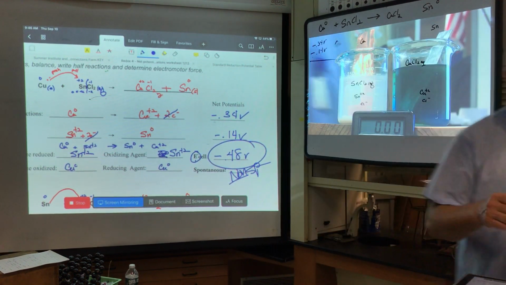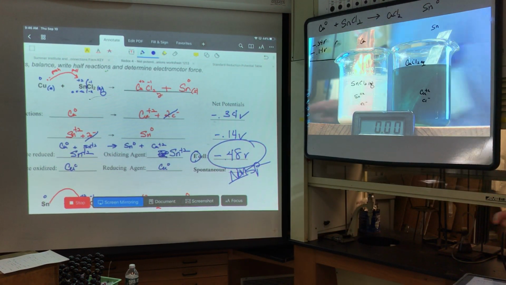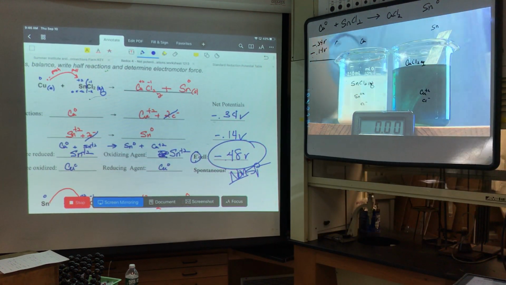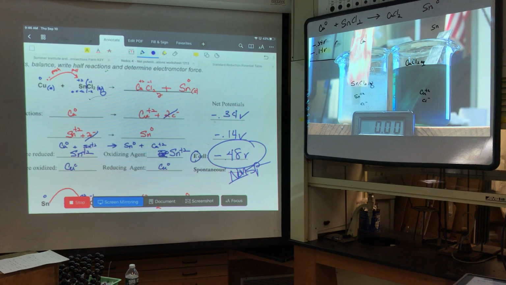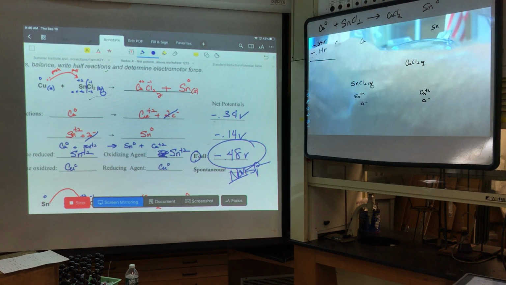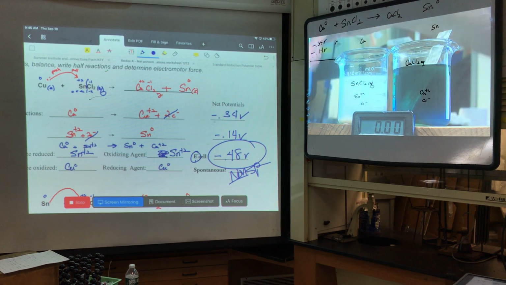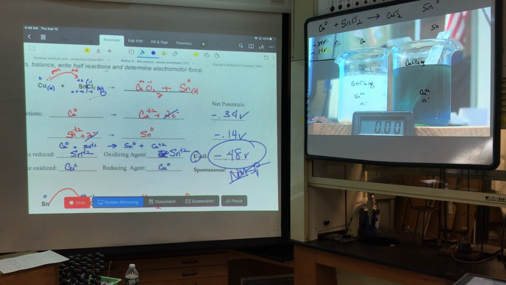And here it is. So we didn't make any tin. And here it is, just sat there doing nothing. Now it may look a little white to you. It'll be all white. But it's because of the precipitates. It didn't do anything. There's nothing there. Sat there, no reaction. Okay?